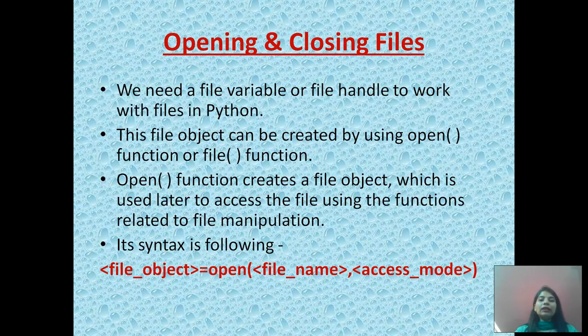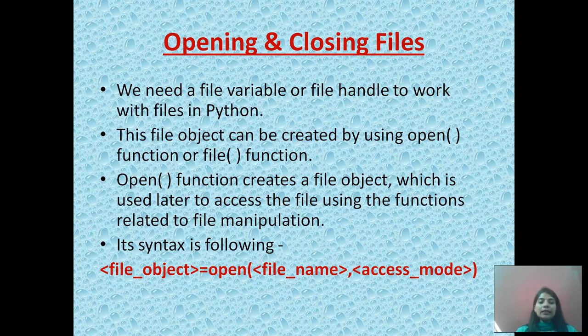Here we need a file variable or file handle to work with files in Python. You can even say an object. This file object can be created by using the open function or the file function. This open function creates a file object which is used later to access the file using the functions related to file manipulation.